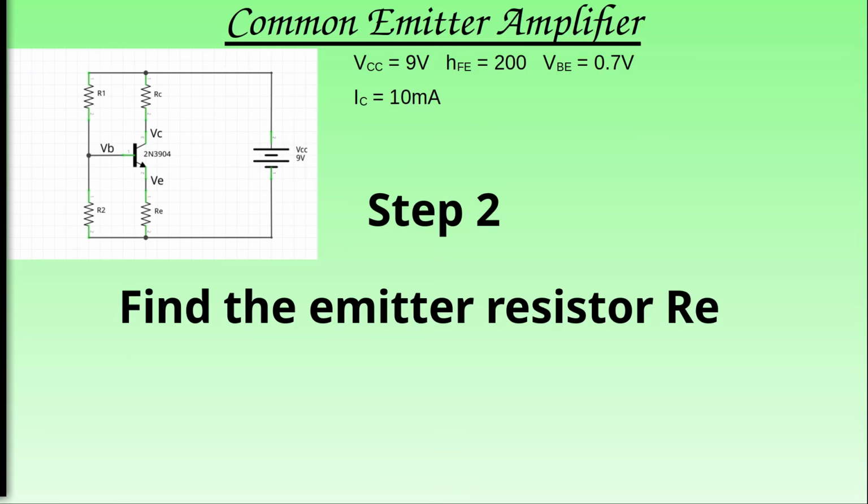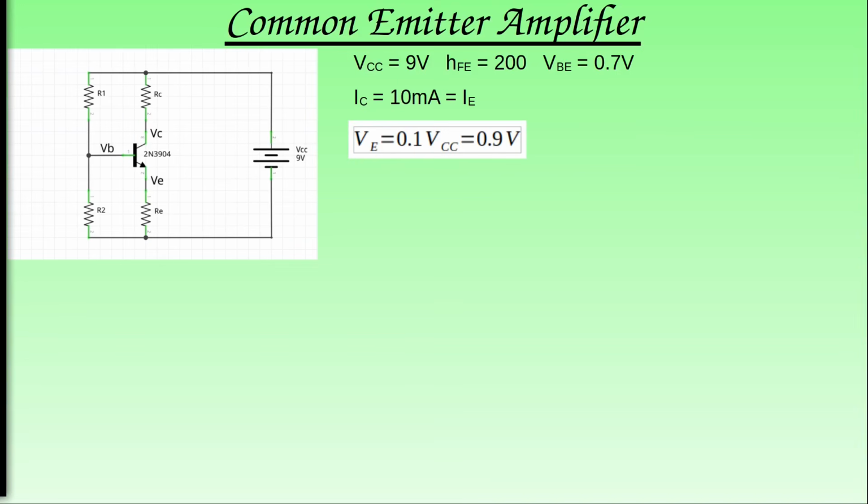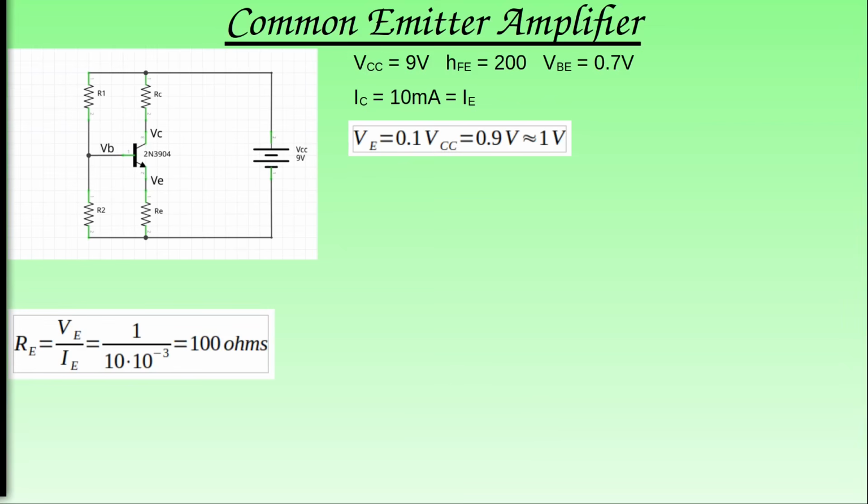Now, let's go to step 2. Find the emitter resistor RE. We can simply calculate the emitter voltage as 1/10 of the power supply voltage. This is enough to prevent variations of the HFE to affect our design. And so, VE will be equal 0.1 times VCC or 0.9 volt. And this we can round up to 1 volt. Now, we can apply Ohm's law to calculate the emitter resistor. Yes, the simple Ohm's law. RE equals VE over IE, which is 100 ohms.